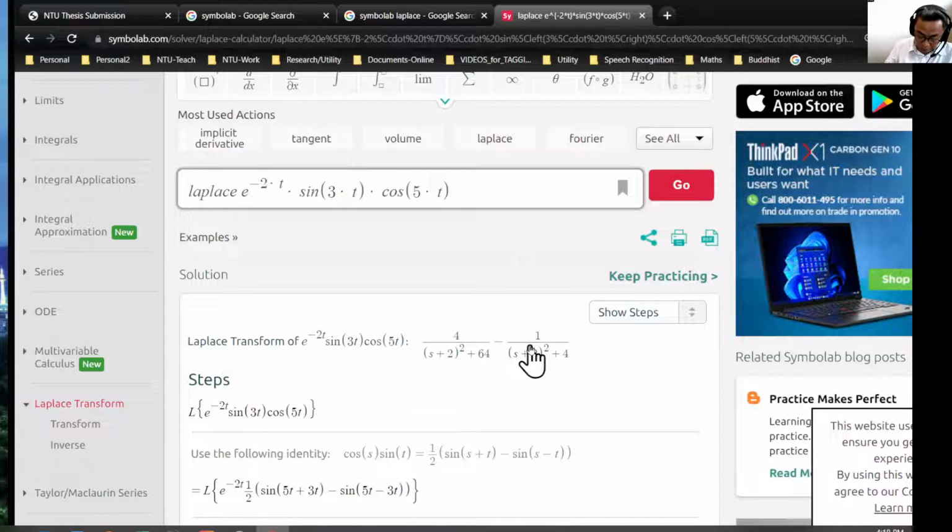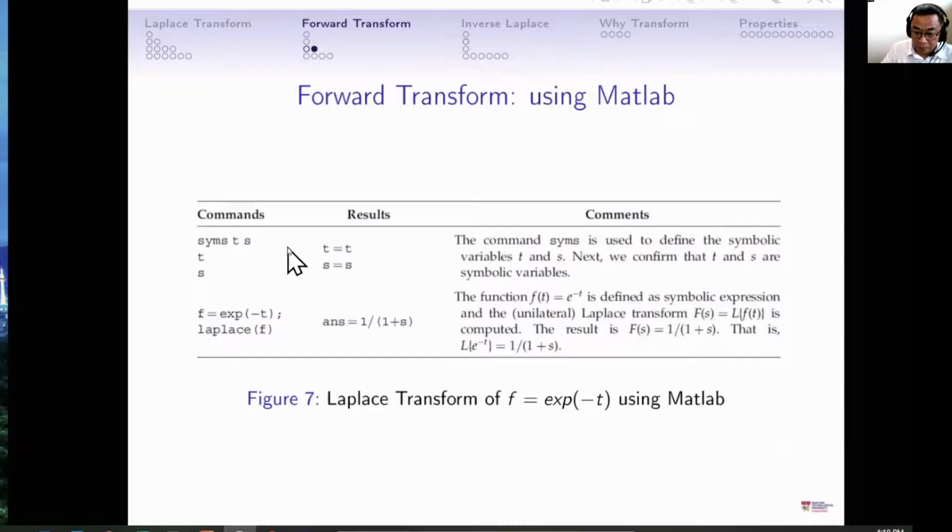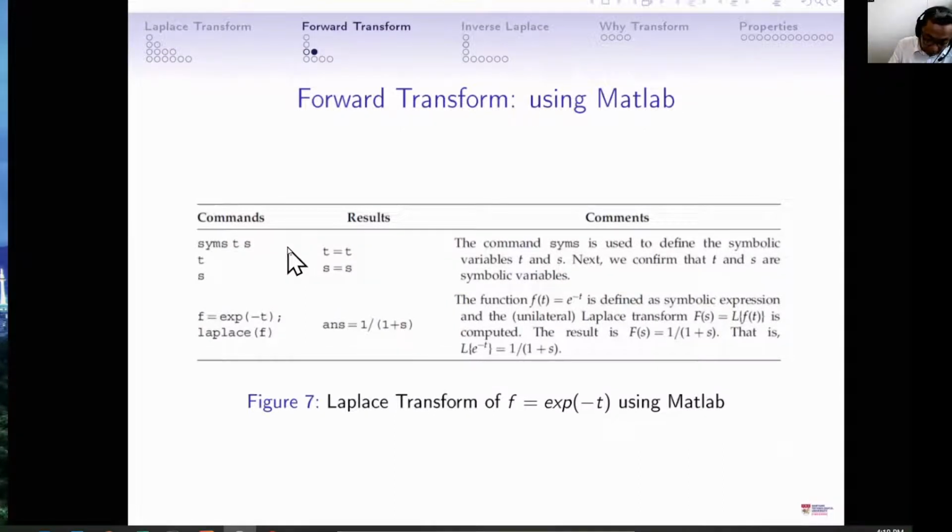I'll now show you another way, which is the Laplace transform using MATLAB. This slide shows you how we use MATLAB. MATLAB has a toolbox called the Symbolic Toolbox. You must include this when you launch MATLAB. To make your variables symbolic, you use the function called syms, syms t and s, to make them symbolic. You define your function in this way, and then you just type laplace, your function name, and out comes the answer. Let us now try.